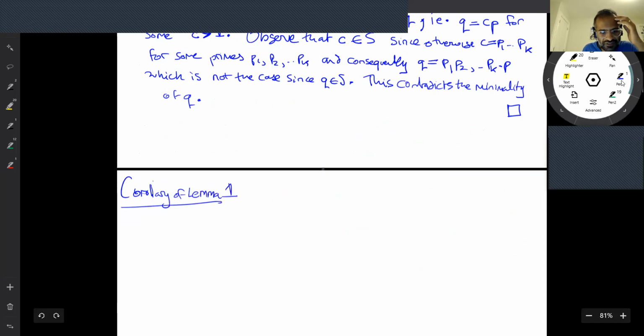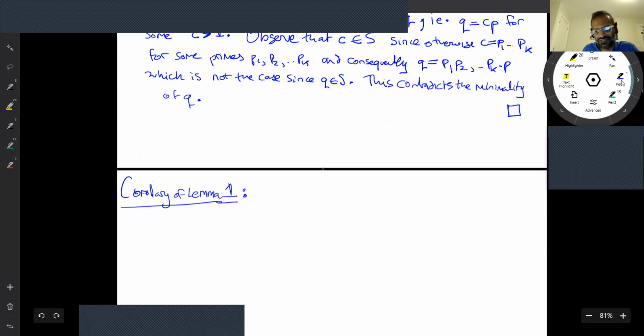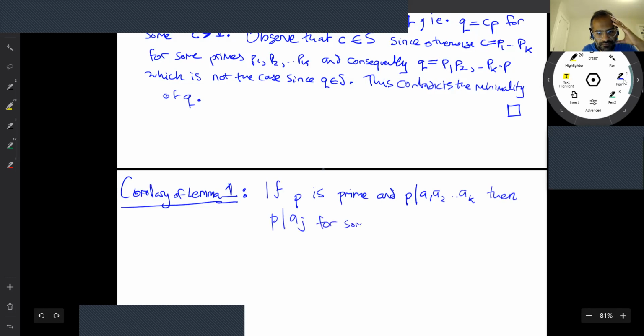So a corollary is just a proposition that follows easily from a previous proposition. The corollary is: if P is prime and P divides a product of some integers, P divides A1, A2, dot dot dot, AK, then P divides AJ for some J. It has to divide one of them.